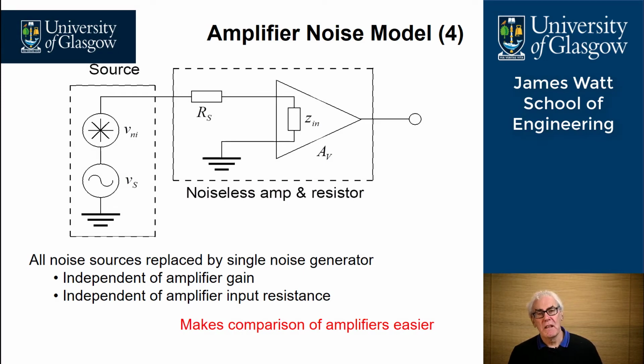We can now look at our amplifier again, and we have our source. In this example, we have the signal source, Vs, in series with a lumped noise source, which is due to all noise. And we have a noiseless amplifier and also a noiseless resistor. So we assume that Rs in this example is noiseless, and the noise from Rs is combined into the Vni noise source on the left-hand side of the diagram.